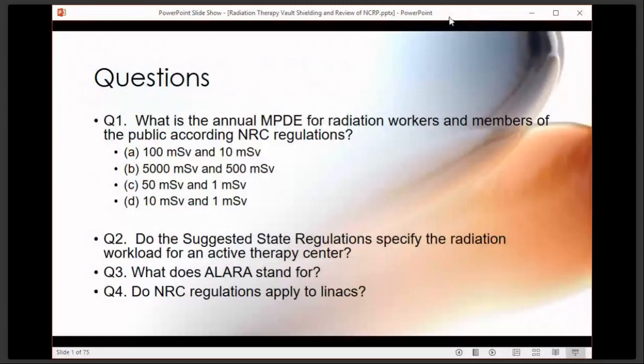All right, yes. So what is the annual MPDE for radiation workers and for members of the public according to NRC regulations? A is 100 millisieverts and 10 millisieverts, B is 5,000 millisieverts and 500 millisieverts, C is 50 and 1, or D is 10 and 1.